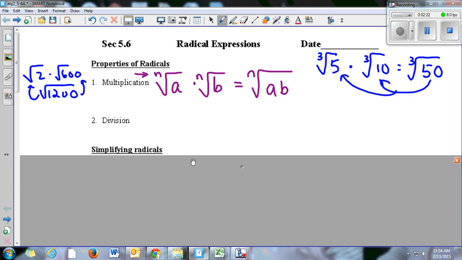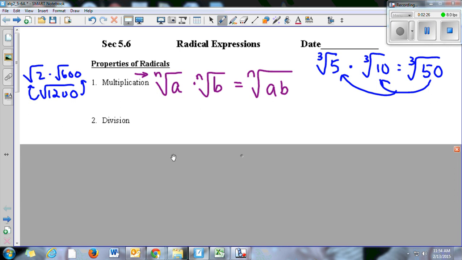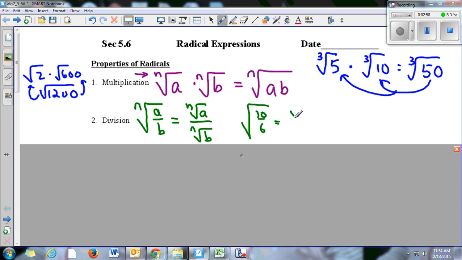Division is very similar. So with division, if I have the nth root of a number divided by another number, that's the exact same thing as saying that's the nth root of a divided by the nth root of b. So let's say I've got the square root of 10 over 6. That would be the same thing as saying that's the square root of 10 divided by the square root of 6.